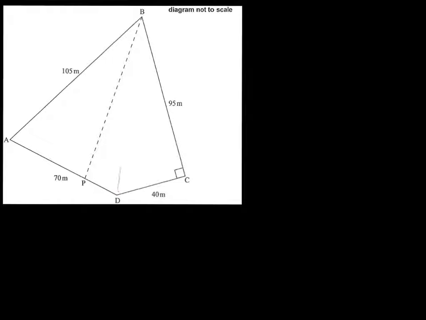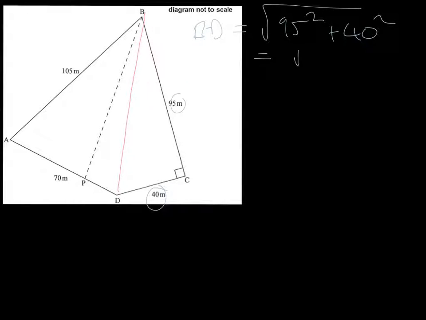So if we mark on the length BD here, we can see that actually we've got a right-angled triangle, and this is the hypotenuse. So we've got a right-angled triangle, and we've got the lengths here, 40 and 95. So we're just going to use Pythagoras and say that BD is going to be the square root of 95 squared plus 40 squared. Now that's going to give us root 10,625, which is going to give us 103 meters to 3 significant figures.